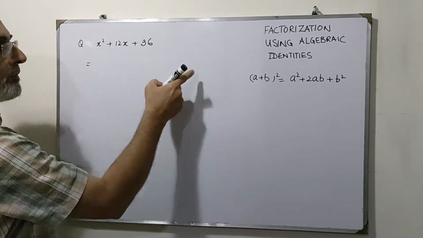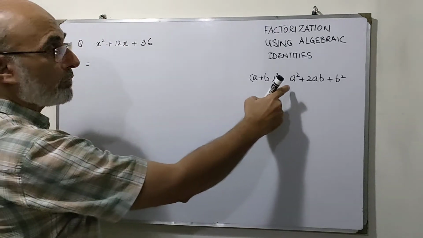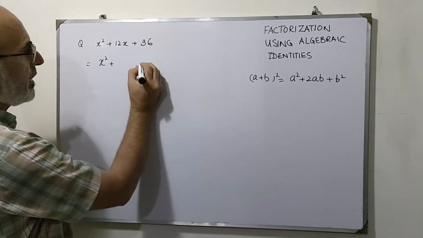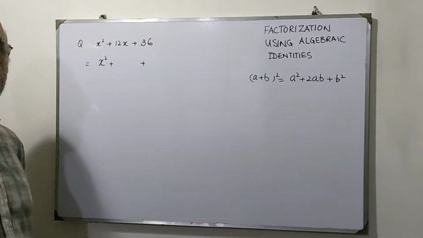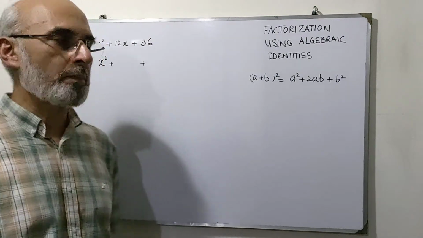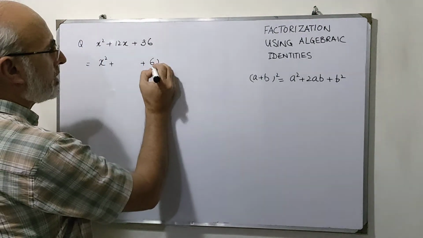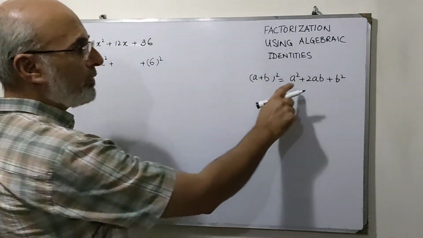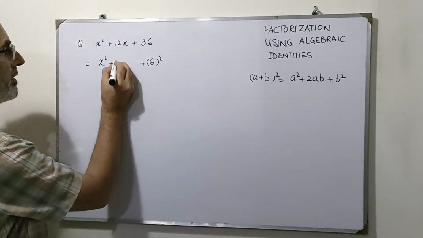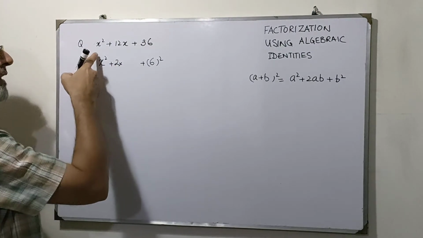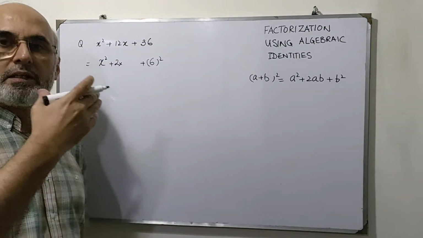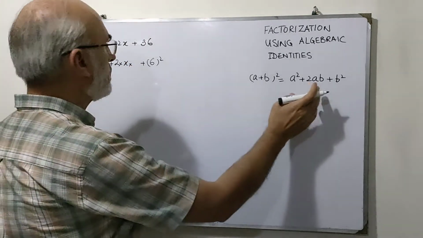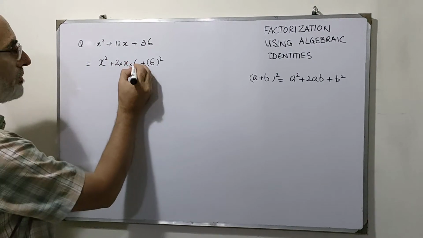So a is representing x. So what are we going to do? A square, so it is already x squared, plus, and plus 36. It is the square of 6. So 6 square, so we now have b square. Now what do we need? 2ab, right? 2 into a, so a is representing x, into b. So for b we have here 6.